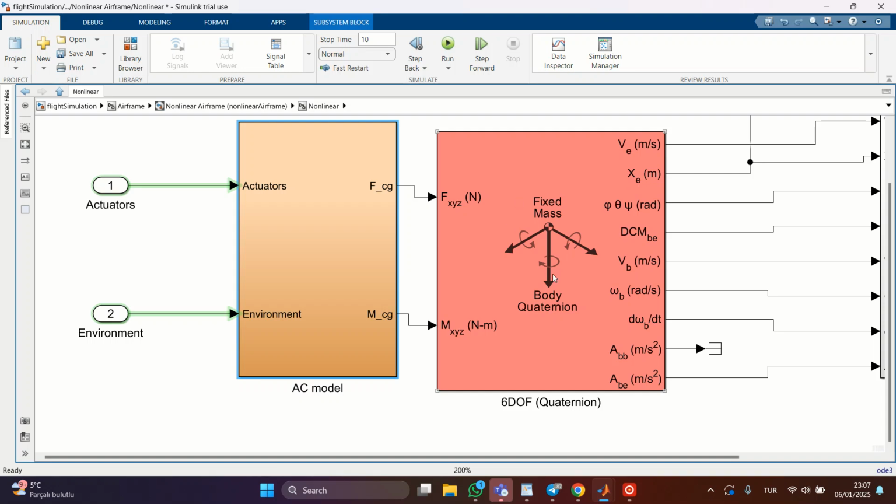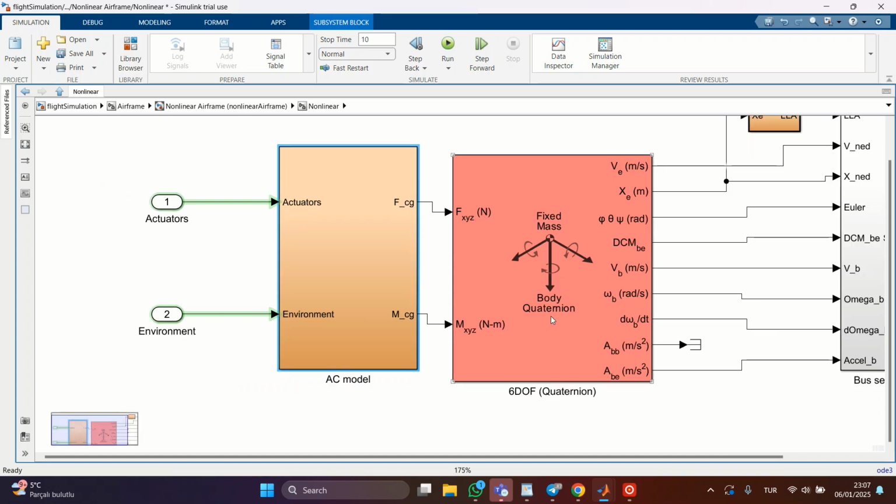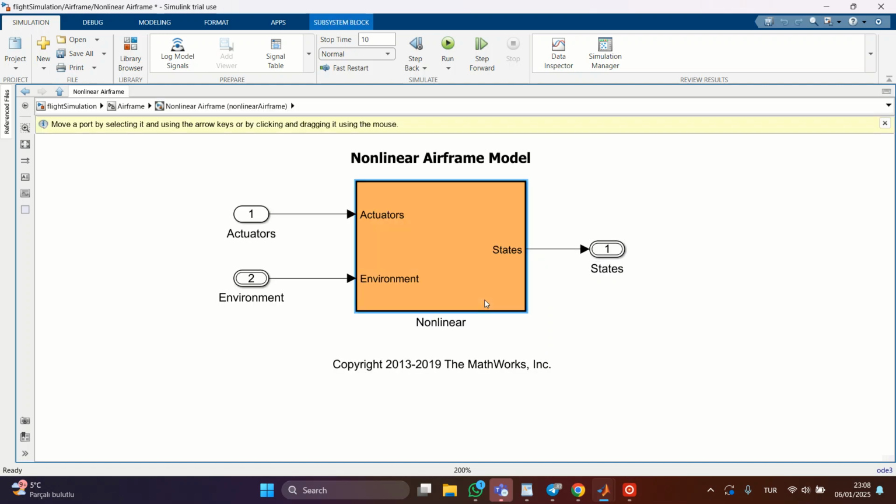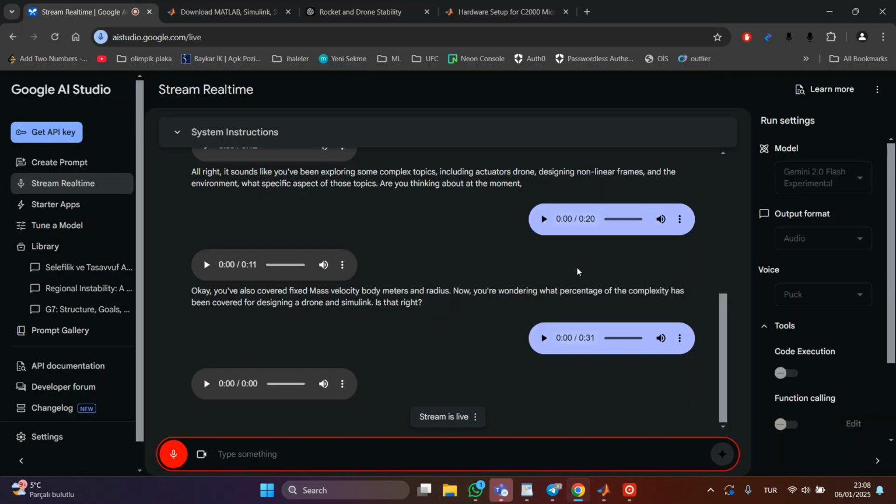This is what's hardest to understand. What is the percentage of the total? As this is the nonlinear airframe module, by the way, that was a template. So the actuators and the environment. How much have I covered? How many percent?